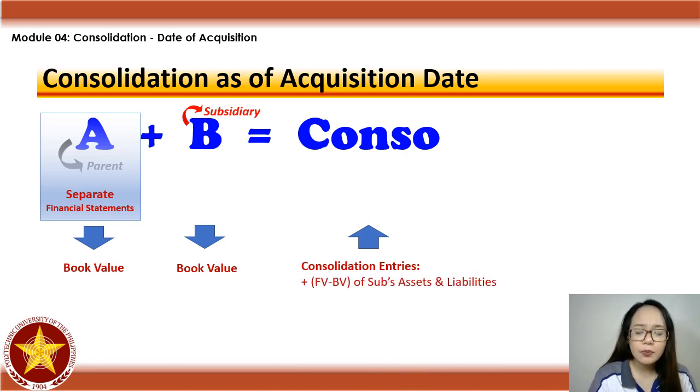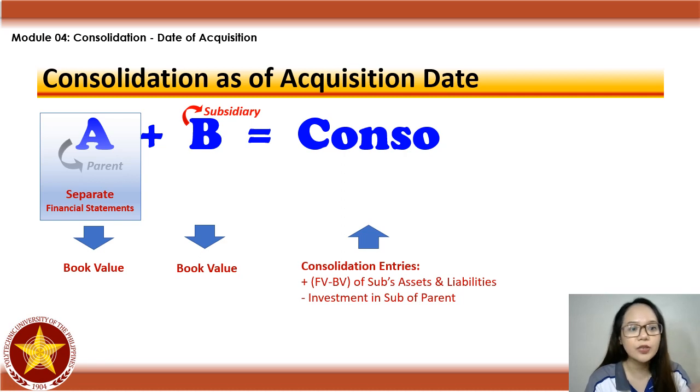So, ano-ano yung mga kasali doon? First, you adjust the subsidiary's book values to the fair value of the net assets acquired as of date of acquisition. Second, alisin mo yung investment in subsidiary account. Yung na-record natin kanina na investment in subsidiary account sa libro ni parent, tanggalin mo yon.